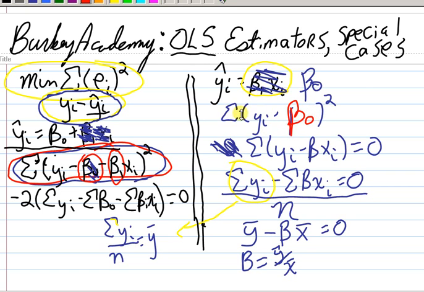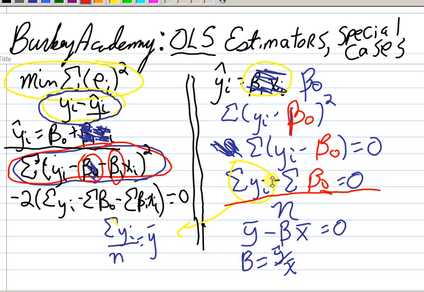When we take this derivative, we're going to get, let me erase this a little bit more so you can see what's going on. B0, we're still going to bring down the 2 and the minus sign, but then that's going to go away because we can divide both sides by the minus 2. And now we're going to distribute the summation. We're going to have the sum of the yi's minus the sum of the b0's. And now, just the same way we did before, we can divide everything, both sides by n.